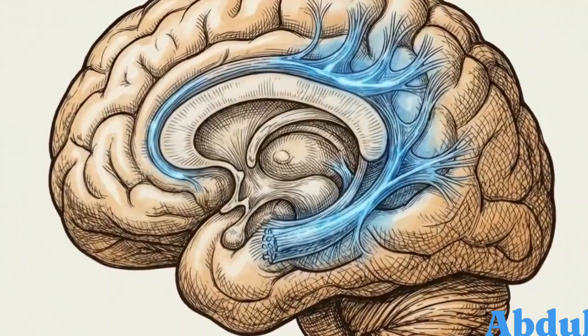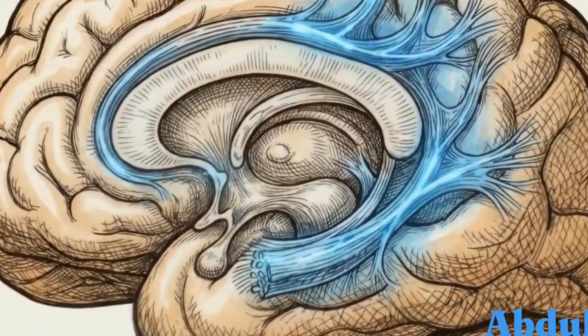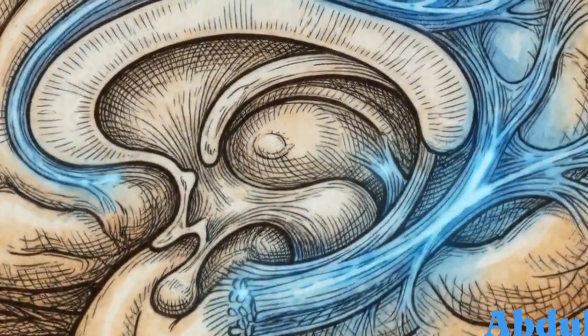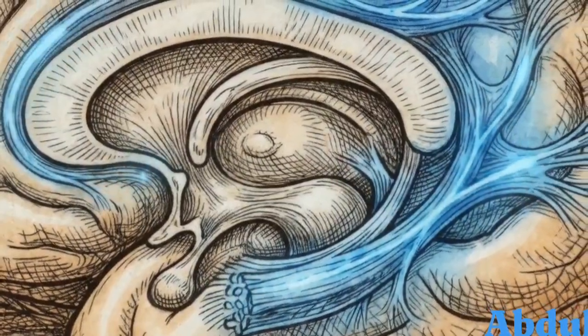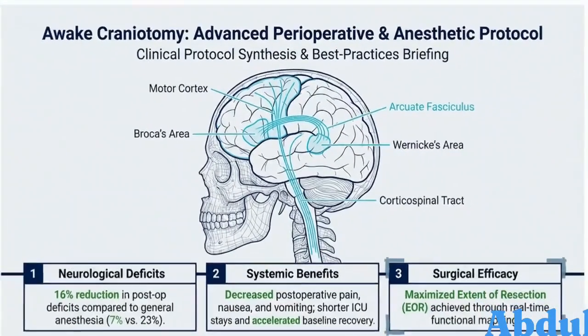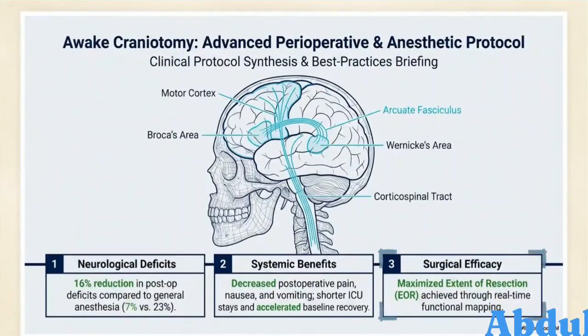Achieving these outcomes requires an anesthetic strategy directly dictated by the underlying neuroanatomical landscape. We must map exactly what we are protecting. This anatomical profile highlights the primary eloquent regions, the primary motor strip, Broca's area governing expressive speech, and Wernicke's area controlling language comprehension. Any surgical approach near these zones mandates real-time functional assessment.